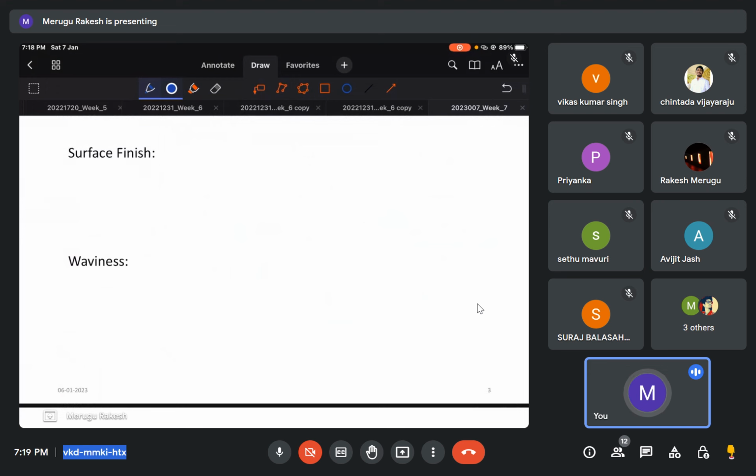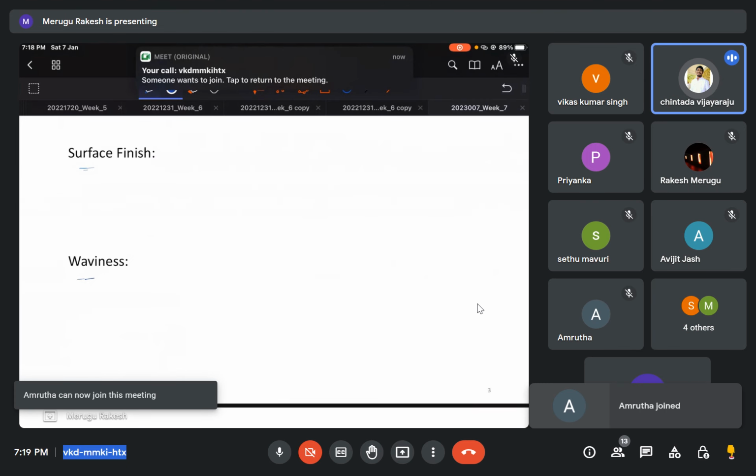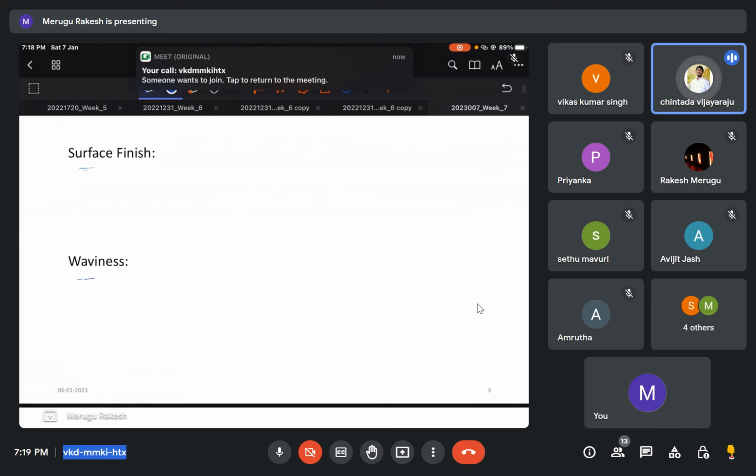Now let us discuss surface finish and waviness. Can you give me the basic difference between these two? Spacing, sir, the spacing between two successive peaks. Waviness is at a higher level, whereas surface finish is at the micro level. Yeah, that is true.